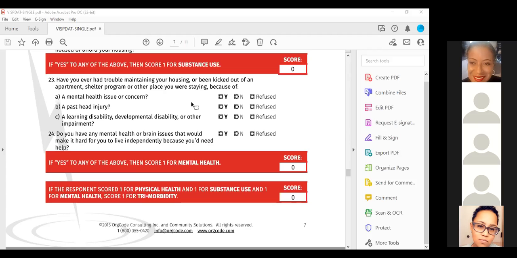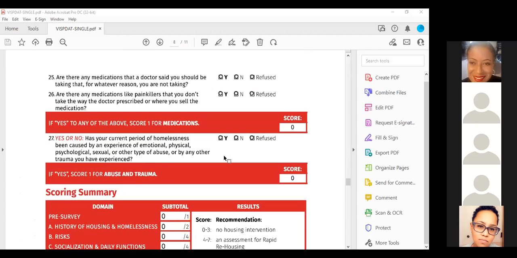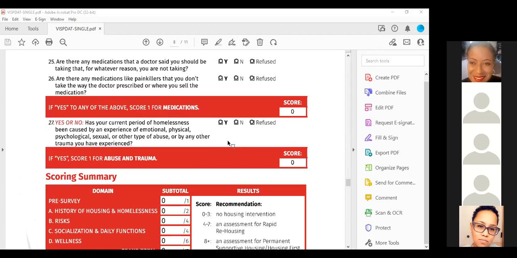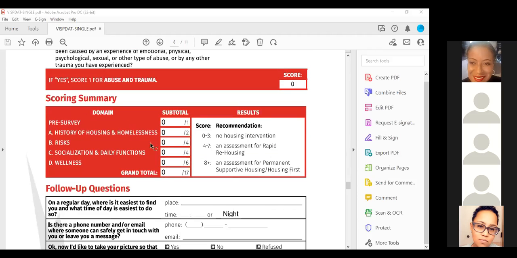The last 25, is there any medications where a doctor said that you should be taking, but for whatever reason you're not? Again, that could just be something they don't like the side effects, or they couldn't afford the copay. So just being mindful of that. 26 is self-explanatory. Are there any medications like painkillers that you don't take the way the doctor prescribed, or where you sell the medication? So somebody said in the chat about brain issues is judgmental verbiage. I'm mindful of the way I ask all these questions, and rarely do I ever read them as they're written for that reason. And no, we can't answer for them. But again, like Travis said, reminding them, well, you did say this, so are you okay with me marking this because of this reason? So I have that conversation with them. It may take me longer, but it's worth it in the end if I'm really getting them the services they need and the resources and referrals. And I'm done.